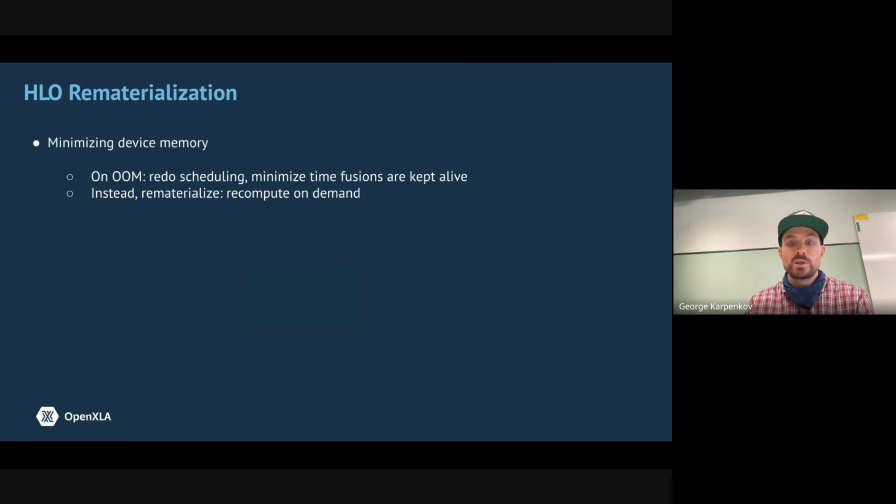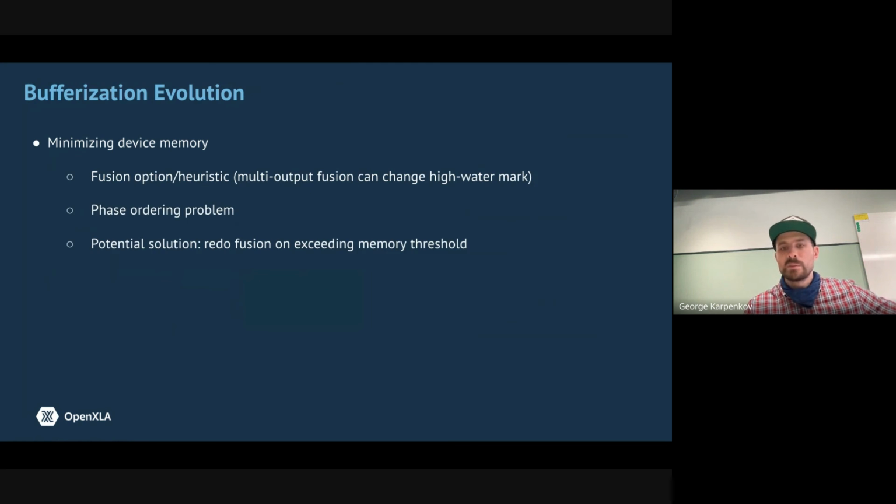There is also a rematerialization pass on top, which basically does something like this: if you try the scheduling and you see that after your schedule you still occupy more memory than your GPU has, you can resort to recomputing some of the fusions and trading some compute for memory, which can often save you if you are just above the limit.